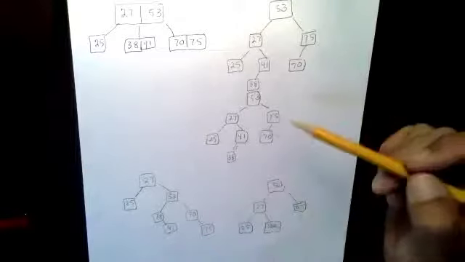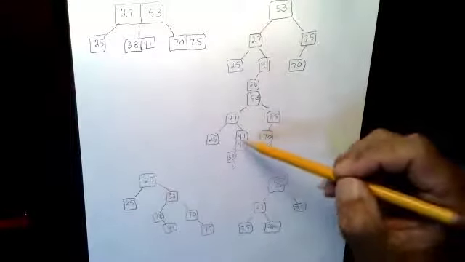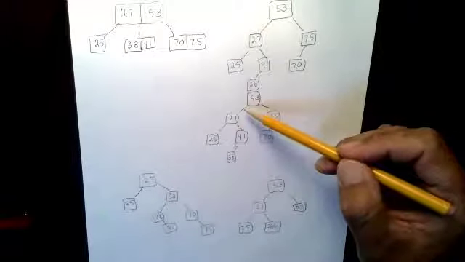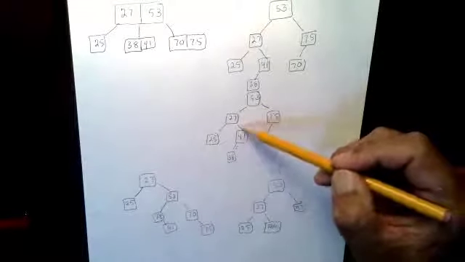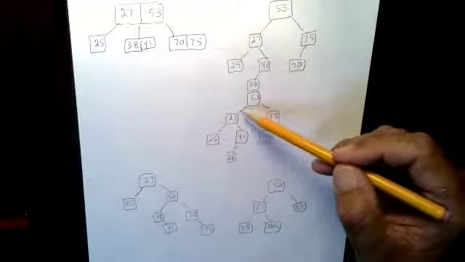So you're starting to see a pattern. I got two reds in a row, and it looked like as I went up my tree, this now became a black, that became a black, and that became a red.